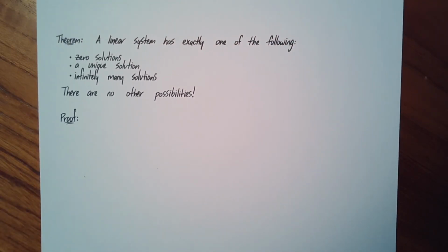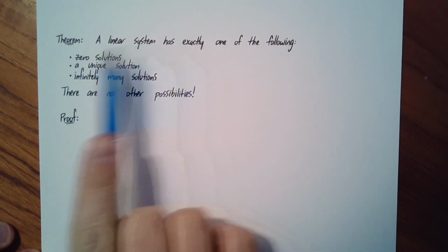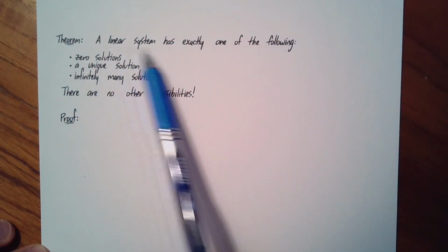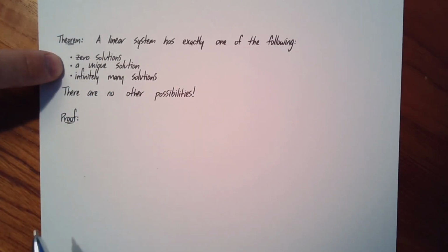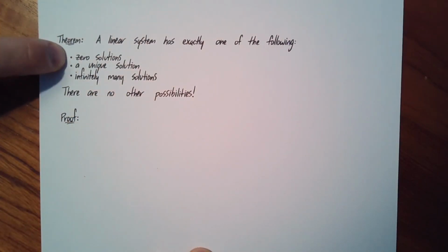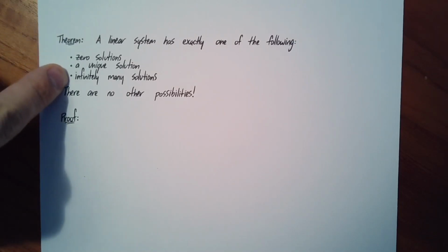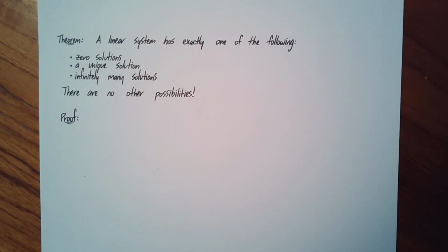to prove this theorem. So here's the theorem. I've already read it, but I'll go through it again quickly. A linear system has exactly one of the following. Only one of these three cases is going to be true at all times. You're going to have either no solutions at all, exactly one solution, or infinitely many solutions. So it's impossible to have a linear system that has exactly 2 solutions or exactly 3 solutions. That just never happens. As soon as you have 2 solutions to a linear system, you automatically know that you're going to have infinitely many. That's what this theorem is saying.